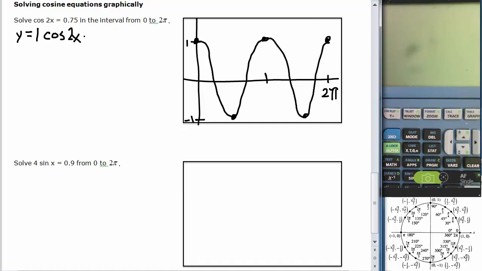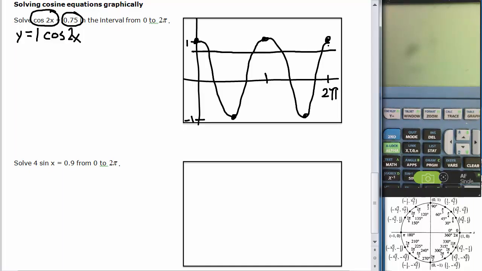Now the right side of our equation, it says cosine 2x equals 0.75. To solve an equation graphically, we always graph the left side of the equation, which is this. We also graph the right side of the equation, which is this. Now the graph of 0.75, or y equals 0.75, is a horizontal line that does something like this.